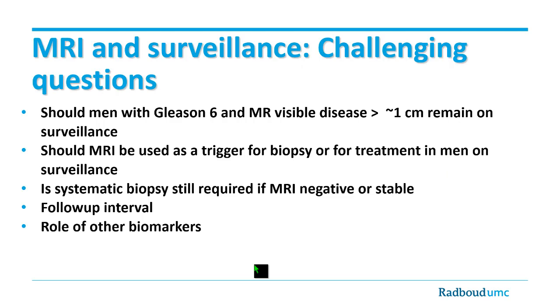So to conclude, I think mpMRI can be very helpful for selection of patients for active surveillance, also for follow-up after a year or after 2 years to rule out significant cancers. But I think there are still some challenging questions which should be answered. What about patients with a Gleason 6 and MRI visible lesion larger than 1 centimeter? All those studies are being performed on 12 core biopsies, and I think if you see such a lesion, I would go for a target biopsy.